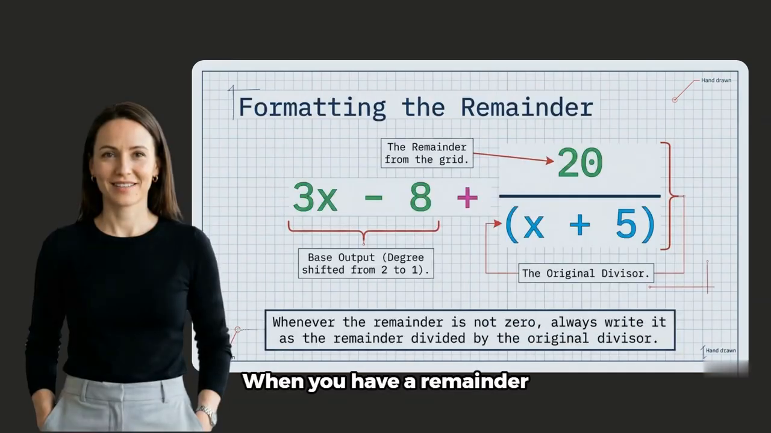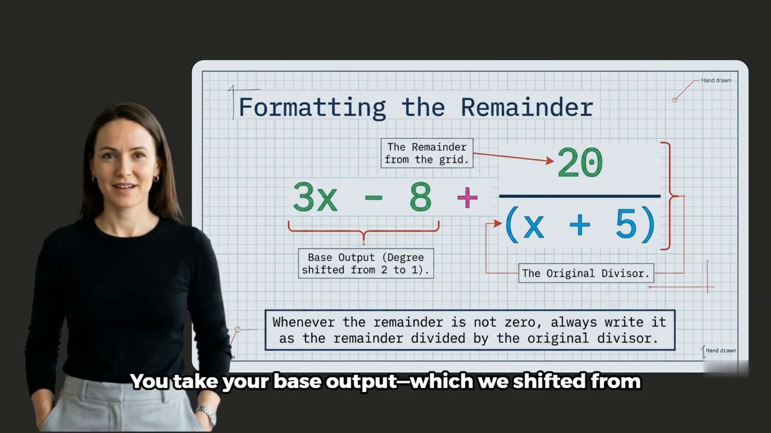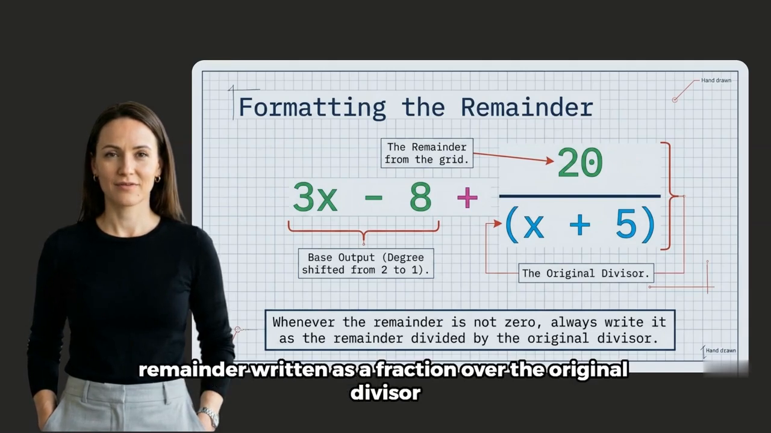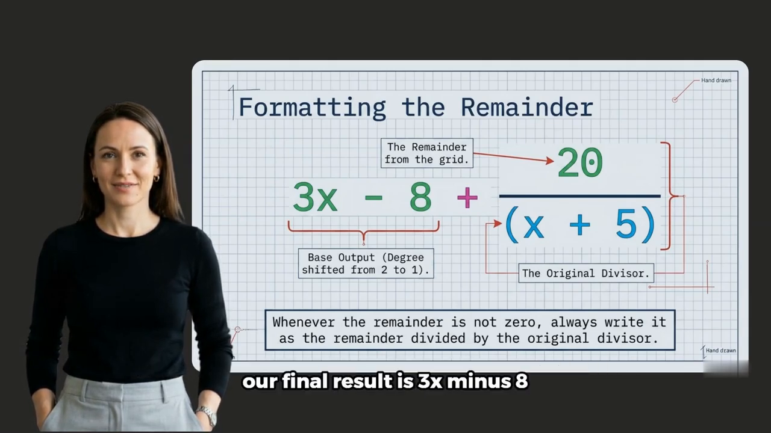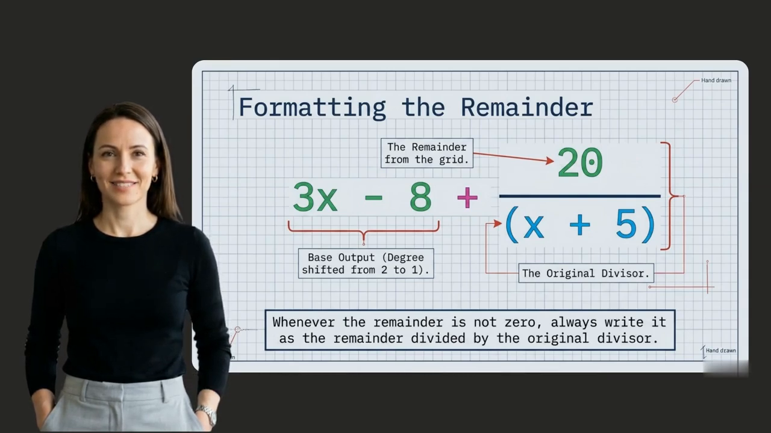When you have a remainder, you just need a specific format for your answer. You take your base output, which we shifted from degree 2 down to degree 1, and then add the remainder written as a fraction over the original divisor. So here, our final result is 3x minus 8 plus 20 over x plus 5. It keeps the math precise and easy to read.